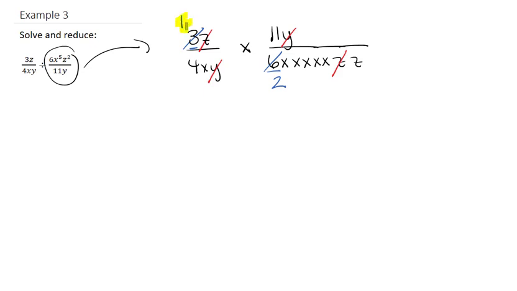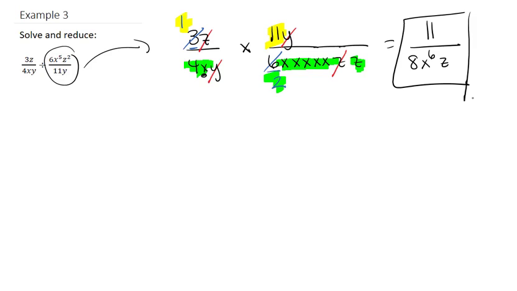So we can go ahead and multiply this 1 times 11. And then on the bottom we have 4x times 2, this x and these 5 x's. So 1 times 11 is 11. Then on the bottom we have 4 times 2, which is 8. Then we have this x, and then we have 5 x's here. So we have 6 x's. So we'll just write x to the 6. And then we have 1 z. So this would be our final solution.